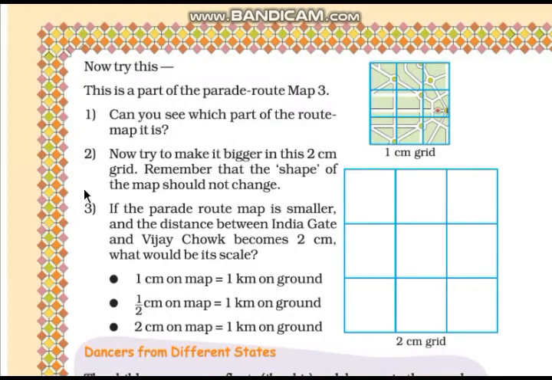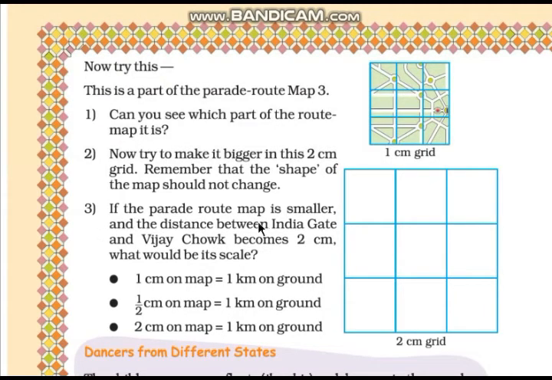Now here is given question number 2. Now try to make it bigger in this 2 centimeter grid. Remember that the shape of the map should not change. So children, this is your homework. Draw this part of the route map in this 2 centimeter grid and try to draw the same shape in this route map.